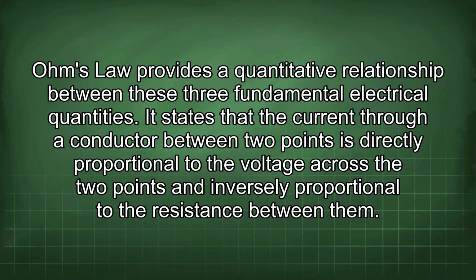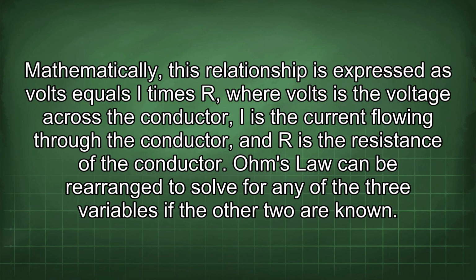Ohm's law provides a quantitative relationship between these three fundamental electrical quantities. It states that the current through a conductor between 2 points is directly proportional to the voltage across the 2 points and inversely proportional to the resistance between them. Mathematically, this relationship is expressed as volts equals I times R, where volts is the voltage across the conductor, I is the current flowing through the conductor, and R is the resistance of the conductor.